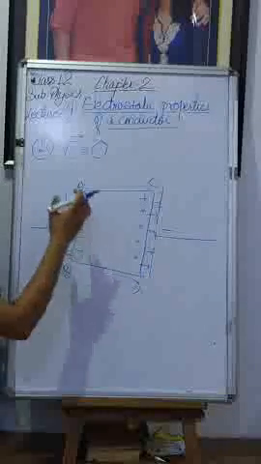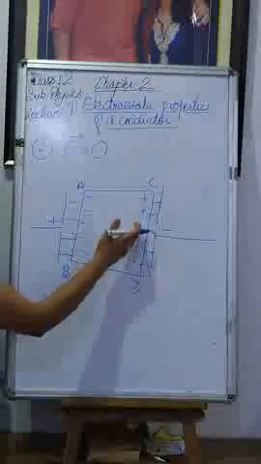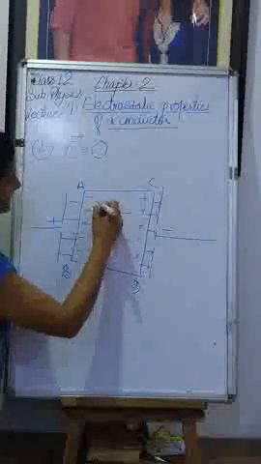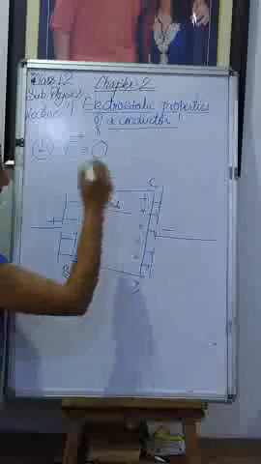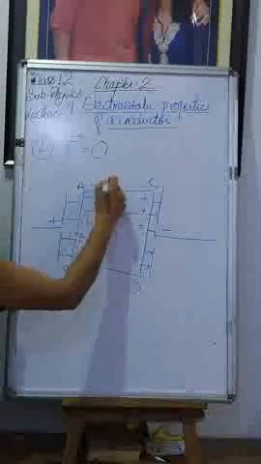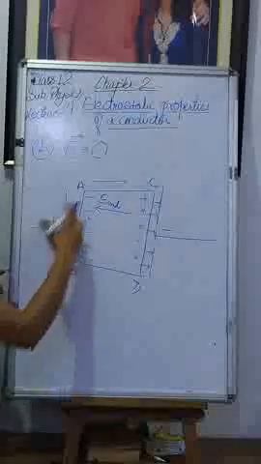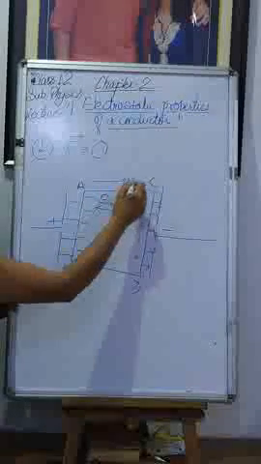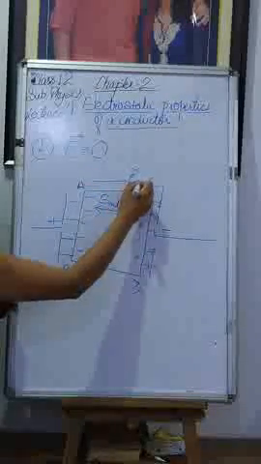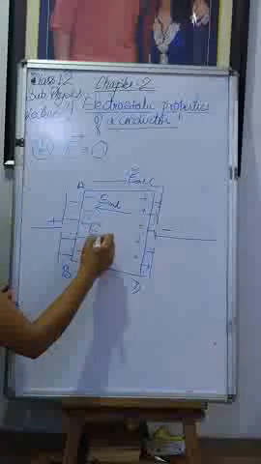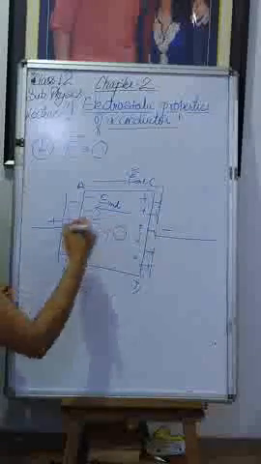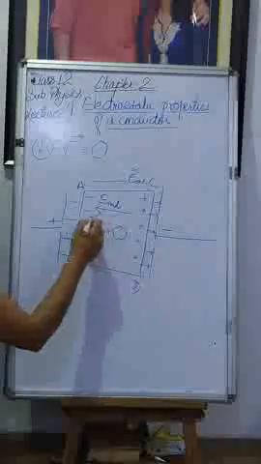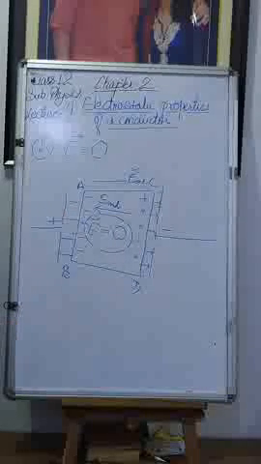Due to these charges, negative on this side and positive on side CD, an electric field, E induced, is produced in the opposite direction of the external electric field. This process continues till the induced electric field becomes equal to the external electric field. So the net electric field becomes equal to 0 because these two electric fields cancel the effect of each other. Hence the electric field inside the conductor is equal to 0.